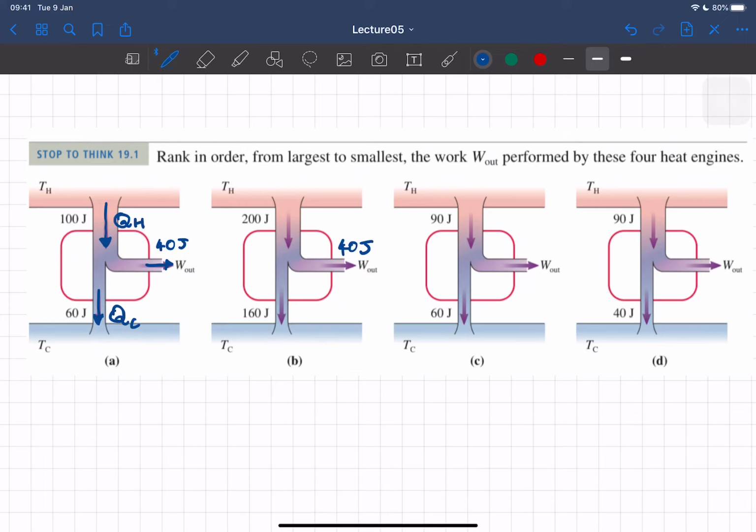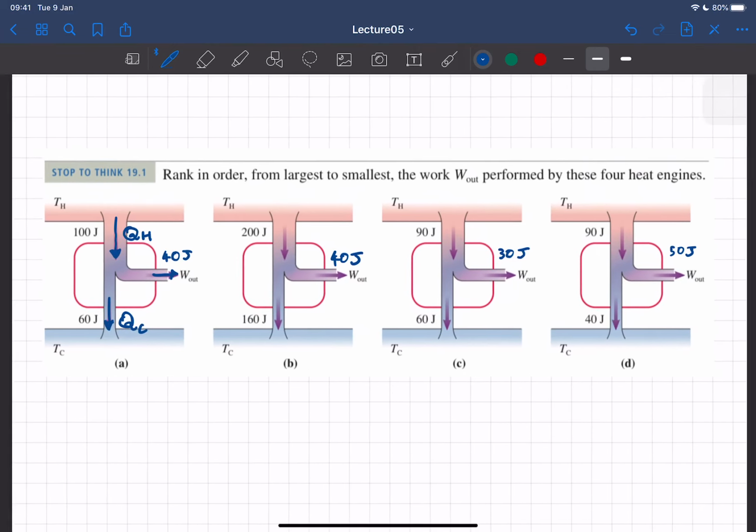And next one is 90 minus 60, so that's going to be 30 joules. And the last one is 90 minus 40, so that's going to be 50 joules, right? So it's very easy to calculate how much work you're going to get from this kind of diagram, right? But that's not quite as interesting as asking, okay, we have these 4 different kinds of engines, which one is the best in terms of the efficiency? So that's the next thing we're going to talk about.